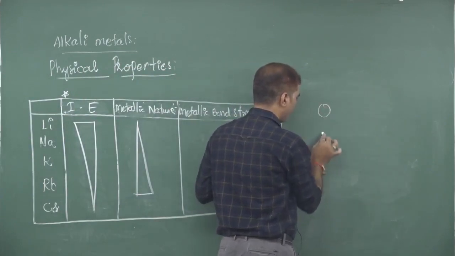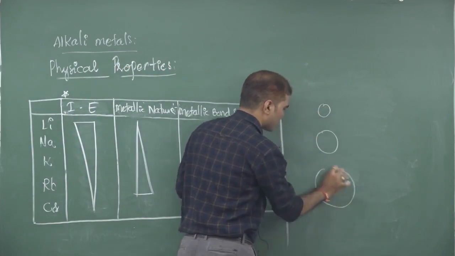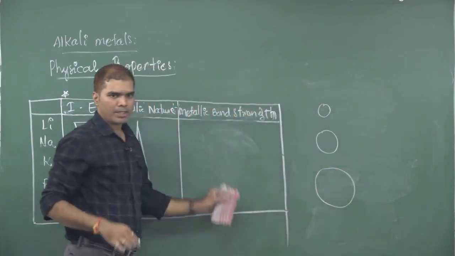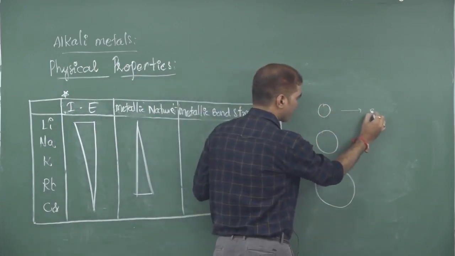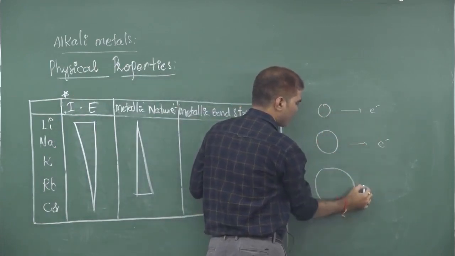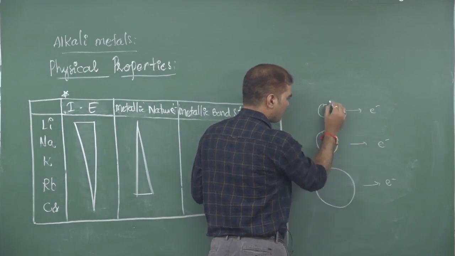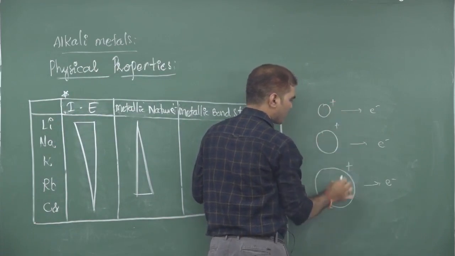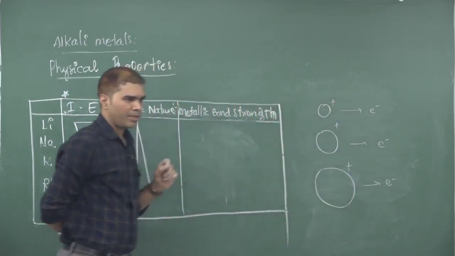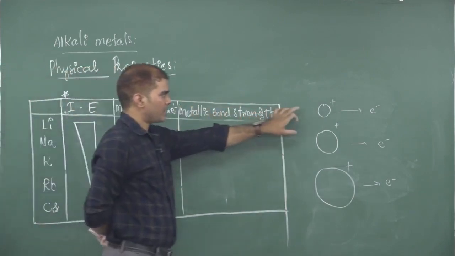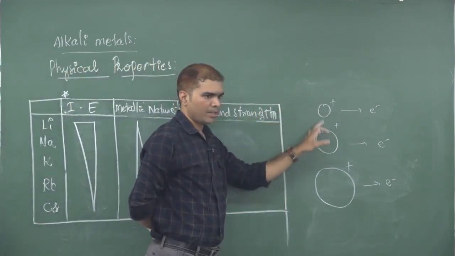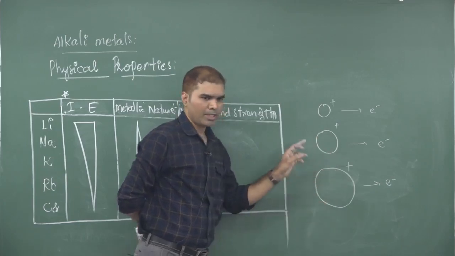Suppose this is one metal, second and third. Just I am taking three metals. Okay? These three metals are losing their electrons. This has lost an electron. This has lost an electron. This has also lost an electron. Positively charged, positively charged, positively charged. What is the charge on each metal? +1. So the +1 charge is distributed on a smaller size. +1 charge is distributed on a larger size.